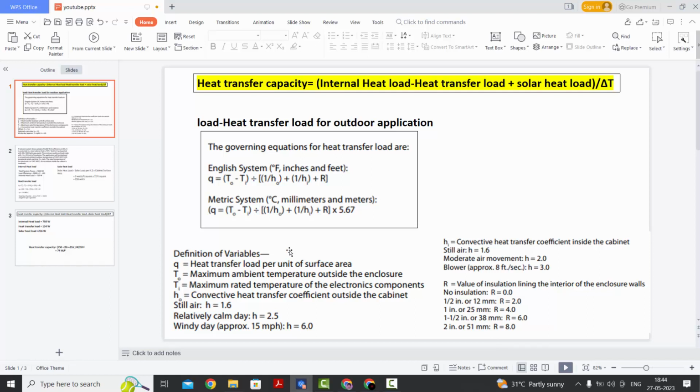Once we find out the heat transfer load, next we need to find the solar heat load. In my last video, I have shown how to calculate the solar heat load. Do check out that video. The link is in the description. So let us take one example.